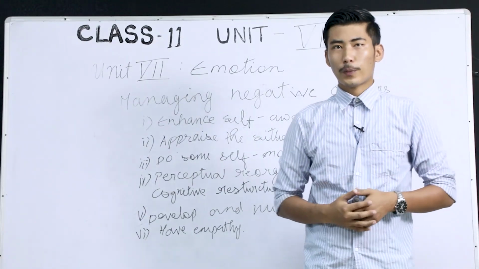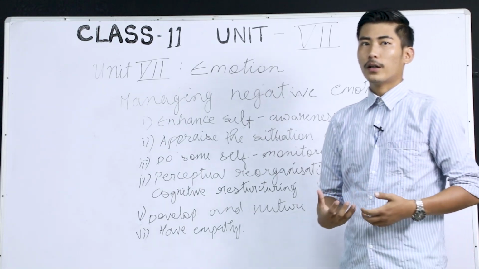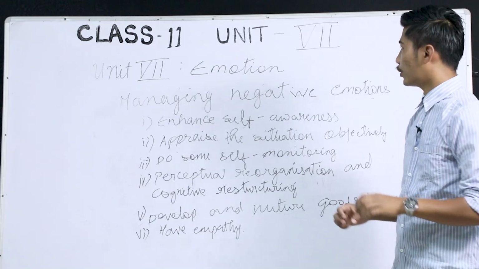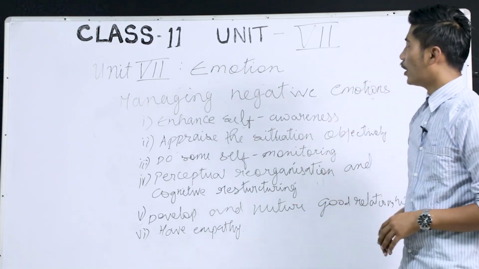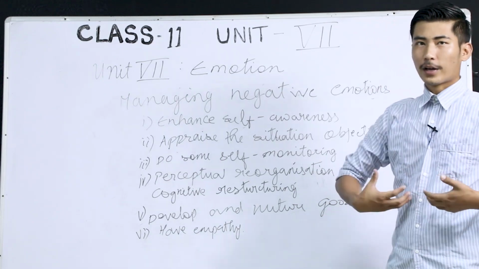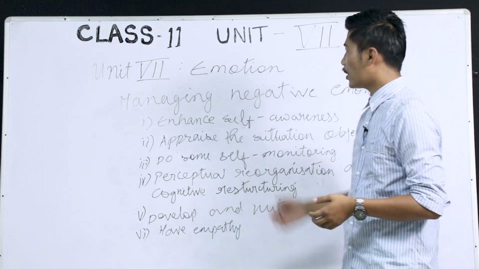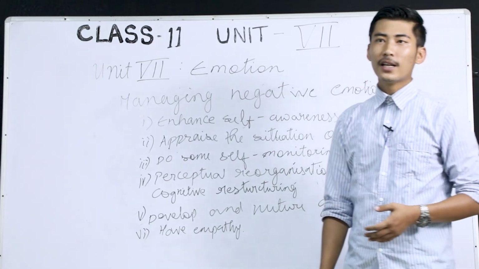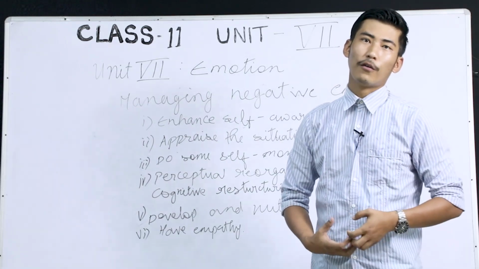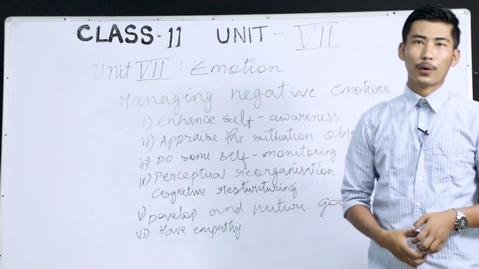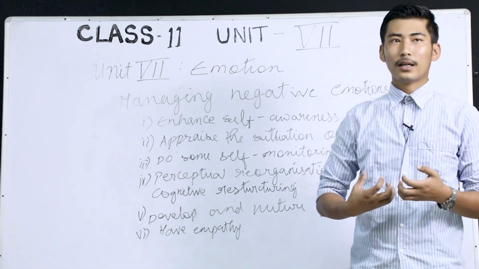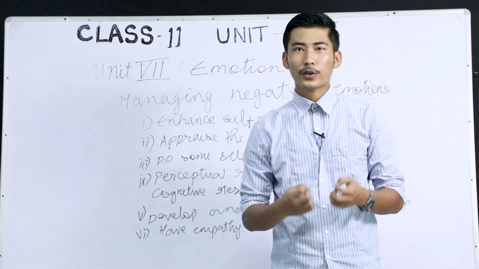Now, based on the topic of anger, I want to explain in this class the techniques of how to manage our negative emotions. When it comes to managing our negative emotions, the first technique that we have to use is enhanced self-awareness. Enhanced self-awareness basically means that you have to be aware of your actions. You have to be aware of your emotions. If you are aware of your emotions, you get an idea of how to handle them.